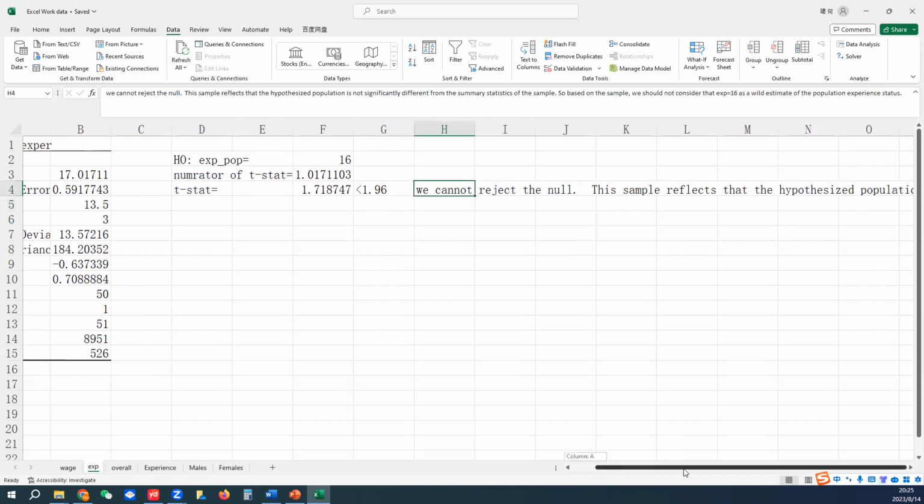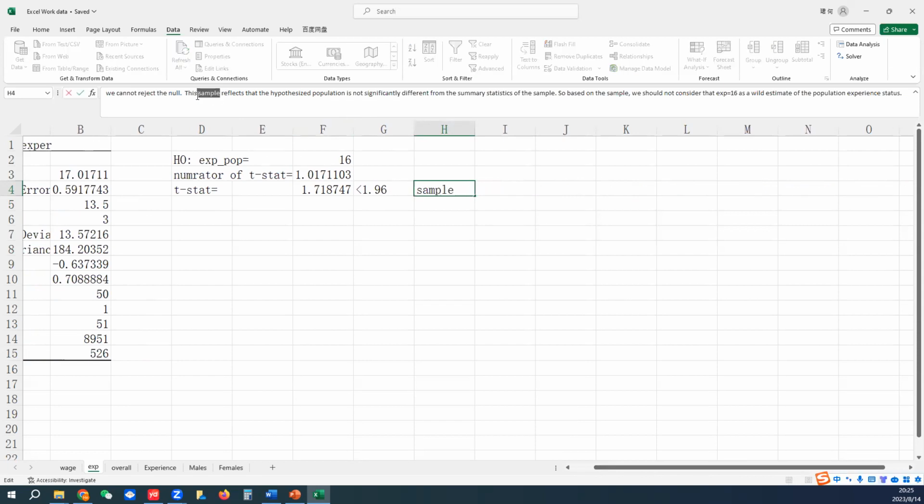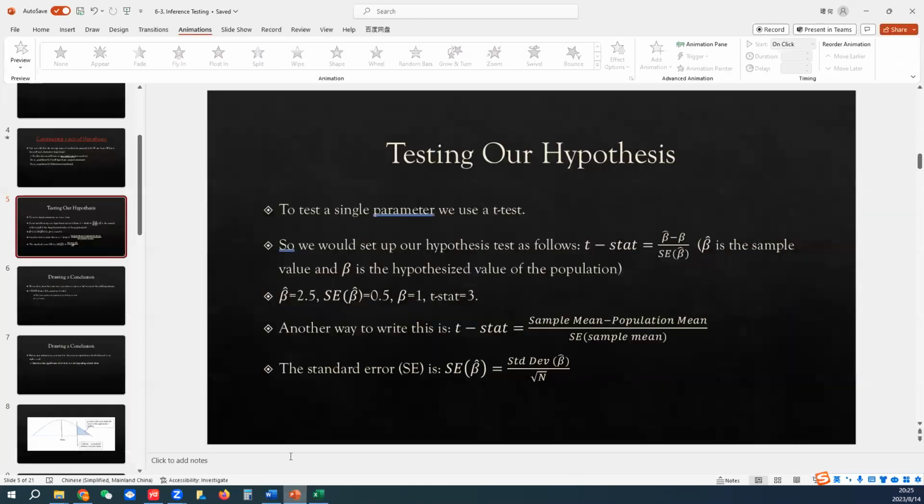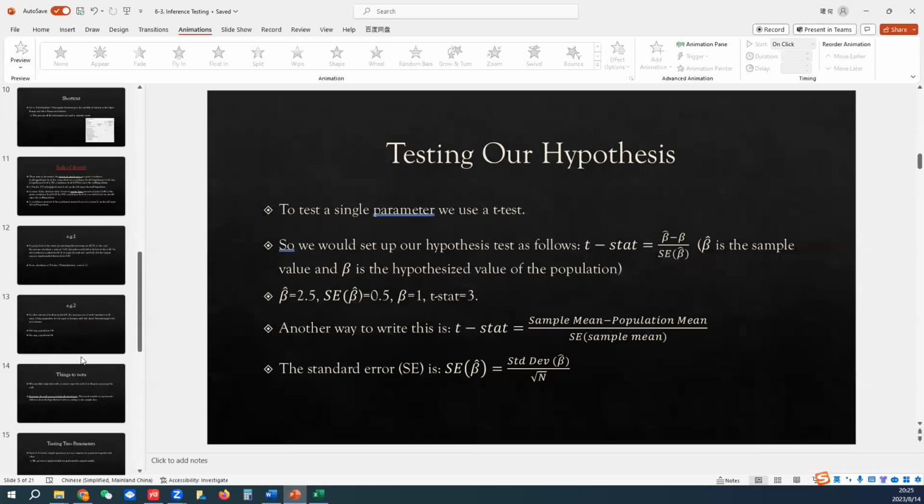Okay, we cannot reject the null because this testing reveals that the hypothesized population is not statistically different from the summary statistic of the sample. So based on the sample, we should not consider that the previous guess was wrong. But can we say that the previous guess is correct for sure? Here comes the other thing. We should not do that.